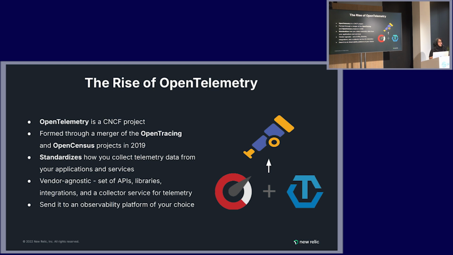from the merger of OpenTracing and OpenCensus. And the idea was to standardize how observability happens. So instead of locking you into a vendor like Elasticsearch, New Relic, whatever, they focused on the vendor-agnostic part of observability. They give you a set of APIs, libraries, integrations, and a collector service to collect all the data from your different services and send it to any vendor of your choice. So you still have the observability, but you don't have to go back into the code and redo everything for the sake of observability.